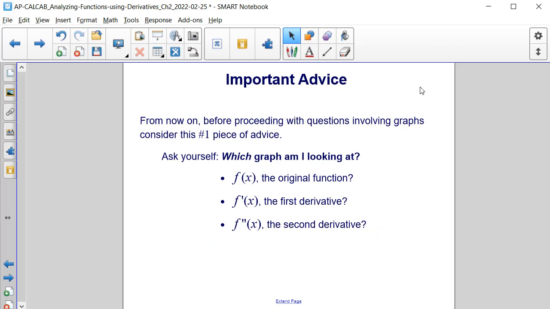From now on, before proceeding with questions involving graphs, consider this number one piece of advice. Ask yourself the question, which graph am I looking at? And then these follow-up questions can also come up. Is it f of x, the original function? Is it f prime of x, the first derivative? Or is it f double prime of x, the second derivative? And what information do each of these pieces provide us?